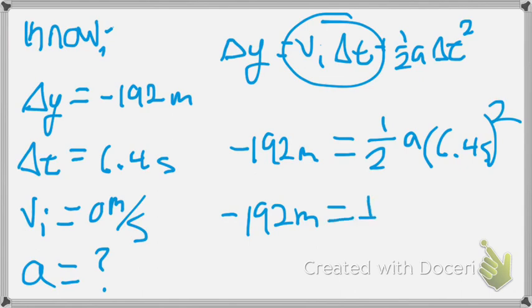I plugged half times 6.4 squared. We'll leave the half alone for now. No wonder I didn't write it down. I was like, that's wrong.